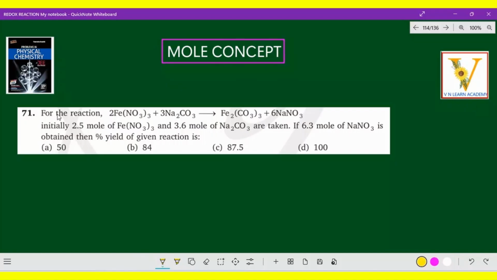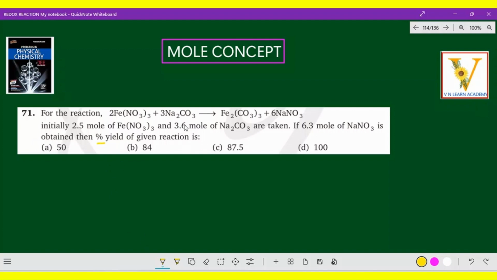Here is the first question. For the reaction, 2 moles of ferric nitrate and 3 moles of sodium carbonate give 1 mole of ferric carbonate and 6 moles of sodium nitrate. Here initially 2.5 moles of ferric nitrate and 3.6 moles of sodium carbonate are taken. If 6.3 moles of sodium nitrate is obtained, then find the percentage yield of the given reaction.